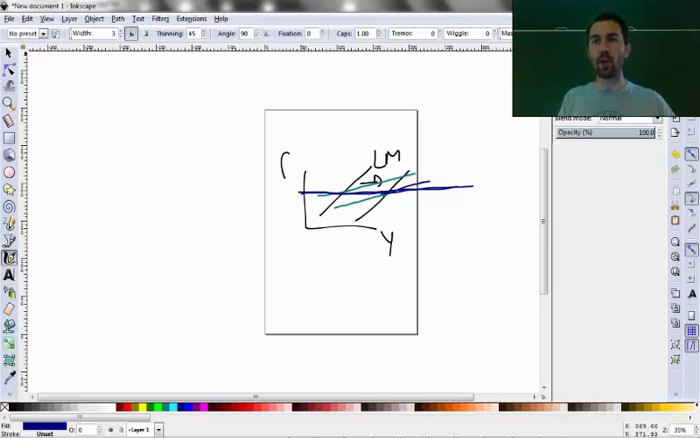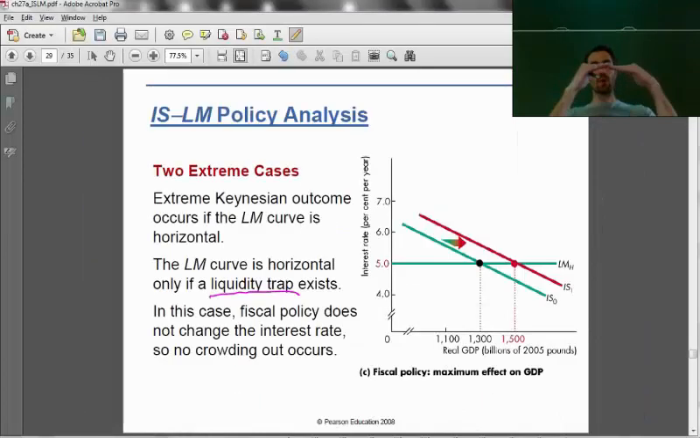So when you have a liquidity trap, you shift your LM curve to the right, well, it's horizontal and it just kind of moves more to the right. It doesn't have any effect on your economy. So when you have a liquidity trap, you try and use monetary policy, what's the result? Nothing.